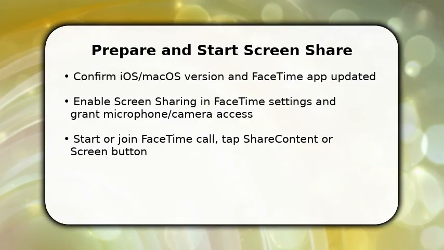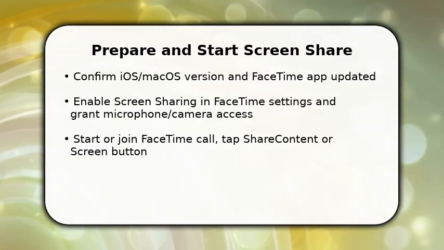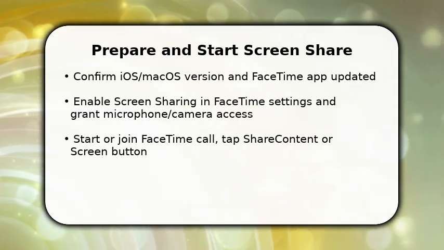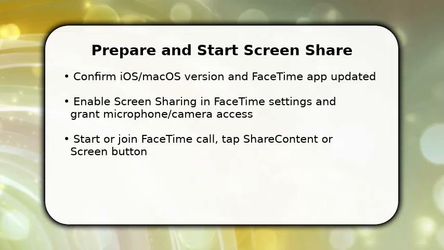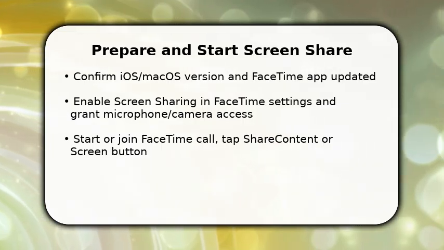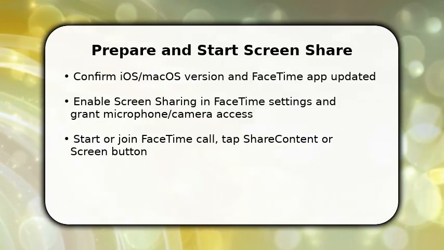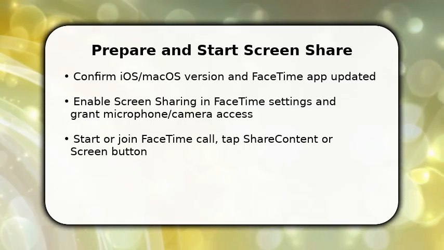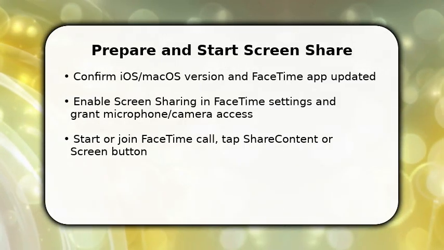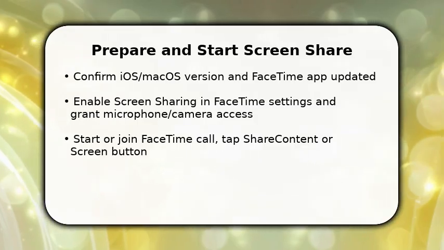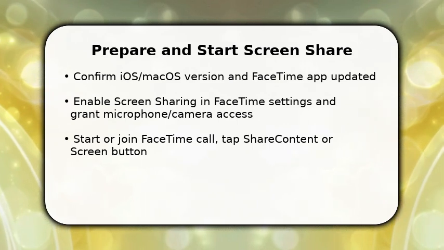You begin by confirming the device runs the required iOS or Mac OS update and FaceTime is updated. This prevents compatibility issues. Next, open FaceTime settings and make sure screen sharing and microphone/camera access are enabled so the stream can include audio and video. Once done, start or join the FaceTime call, then tap the Share Content or Screen button to initiate sharing. This first action triggers the operating system prompt that actually grants screen capture permissions.